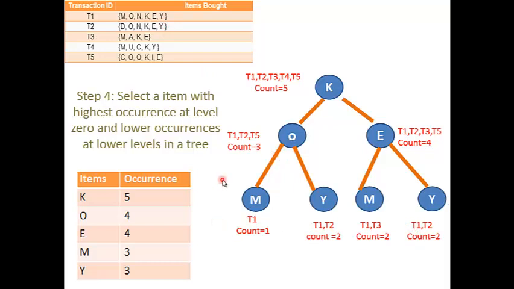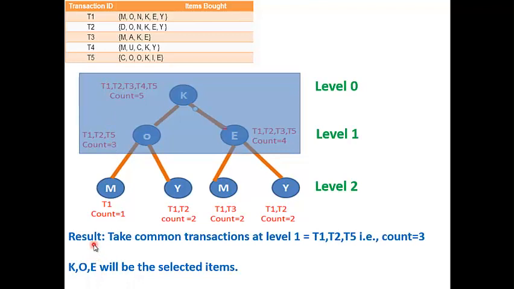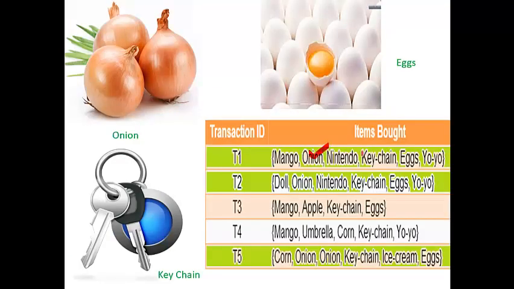As per our constraint, we have to select only those elements that have occurrences of at least 3. So we discard all these elements at level 2 and select the elements at levels 0 and 1. In order to get the result, we take the common transactions at level 1, that is T1, T2 and T5, and the count will be 3. We satisfy our condition, so the selected items will be K, O and E. Onion, keychain, egg are the most frequently purchased together items.